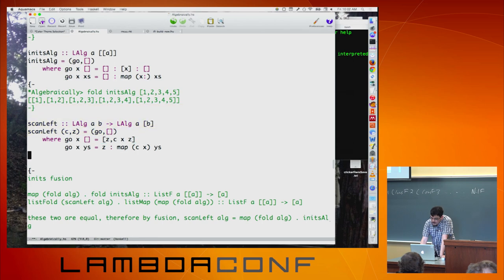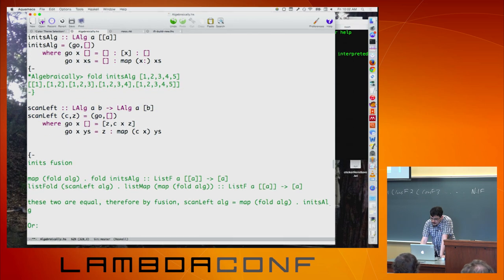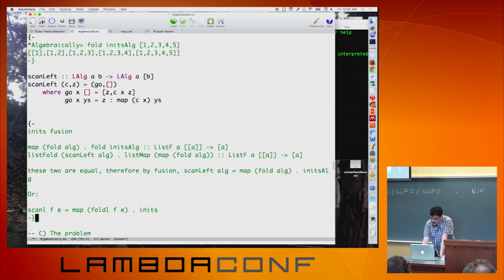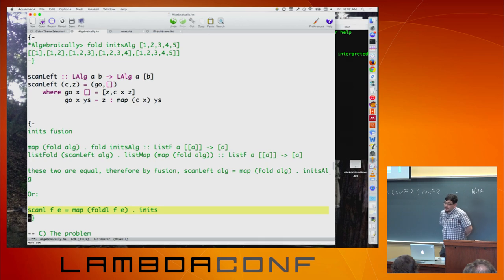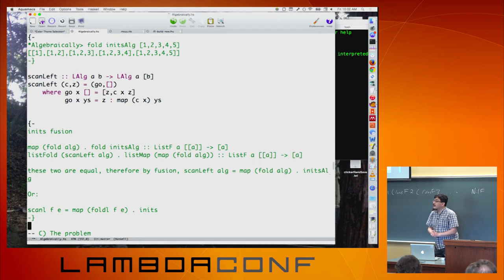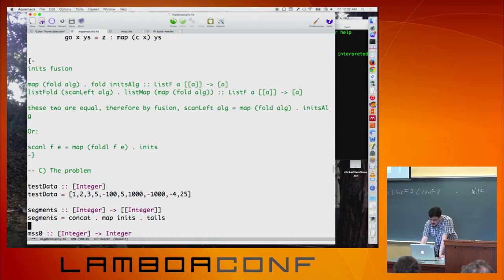We make the same argument again, and we observe that we have inits fusion, which gives us the same law. Scan left of some function and the empty element is mapped with a fold of the function applied to an X. And so these are powerful new tools. You can see that it only took that one fold fusion law, and all these others are derived consequences of it. This is the nice thing about an axiomatic system. You have a few axioms and many theorems, many of which seem surprising.